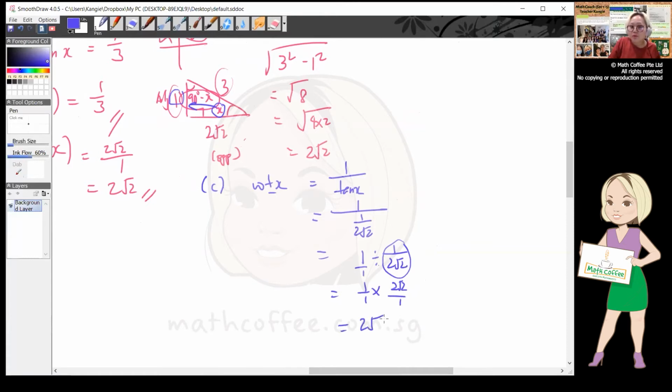And then you end up having 2 square root 2. Done. Okay, this is a common thing that students always don't know how to manipulate. For example, let's say 2 over 3 divided by 5 over 4. Of course, let's say you don't have a calculator. What do you do? You always know that you just do 2/3, then you divide by 5 over 4.